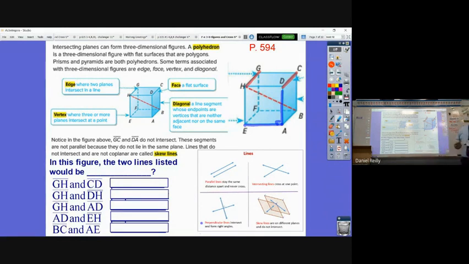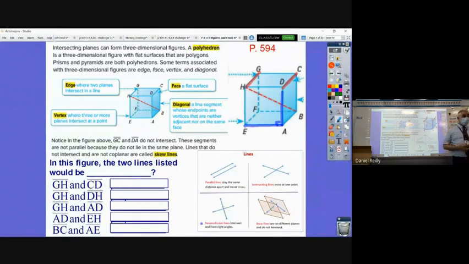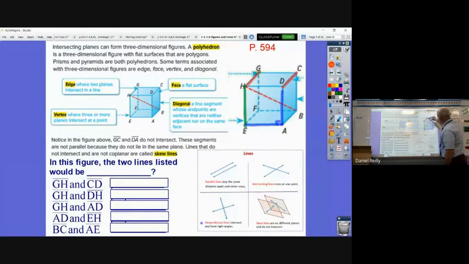And the last one, which is a new word for you this year, are two lines that are not coplanar, but they never intersect, like this line and this line, okay? These two lines never intersect, but they are not parallel. The word for two lines that are not coplanar and never intersect is skew. They are called skew lines. Two lines in three-dimensional space that never intersect and are not coplanar.